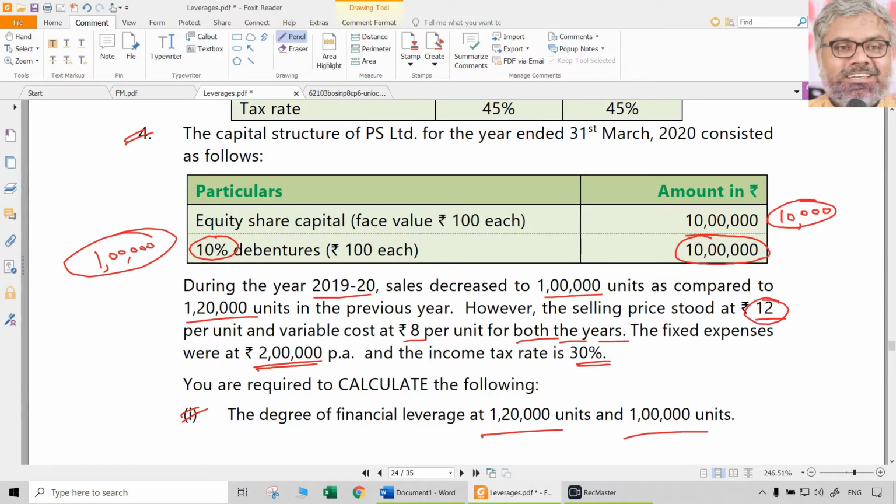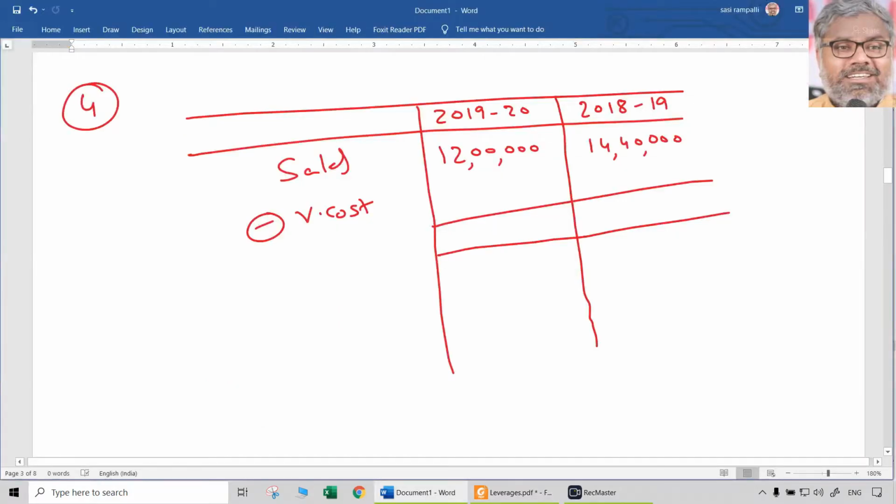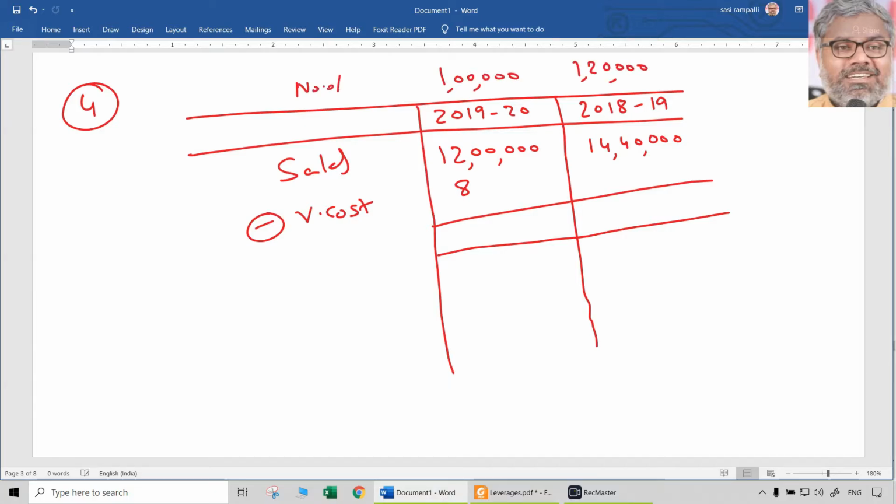So variable cost will be per unit 8 rupees. That has not changed. But in this year, because 1 lakh units are there, number of units is this. And earlier year, it was 1,20,000 units. This can be written on top of it also, or within the statement also with a double line, so that it does not mix with other numbers. This is not rupees, this is number of units. So 1 lakh into 8 means naturally 8 lakhs rupees was the variable cost in the current year.